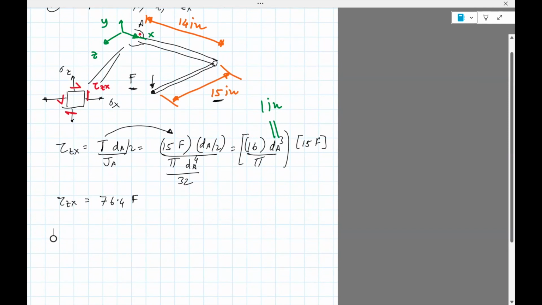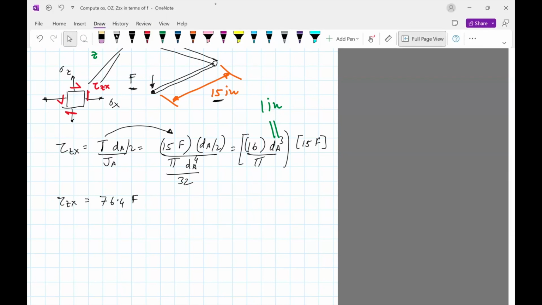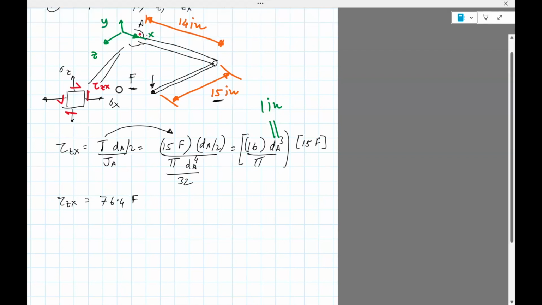Now let's move on to try to understand what else could be produced due to F. So due to F, there would be a bending moment. So there is a torque, but then it also produces a bending moment like this. A better way to show the torque would be with an axis. This is the torque, and the torque is acting about the x-axis.